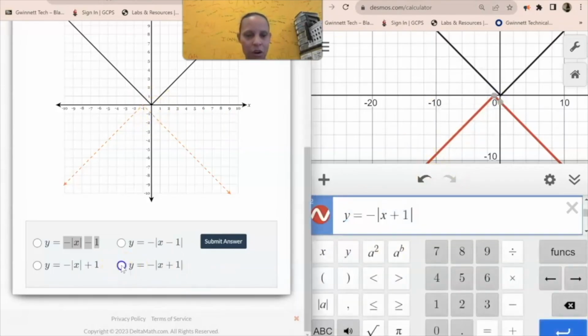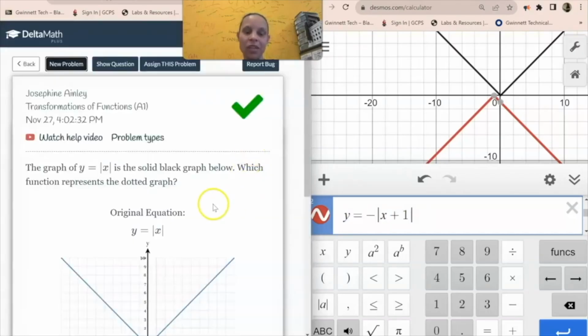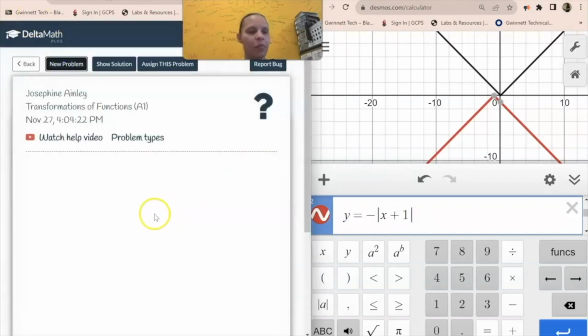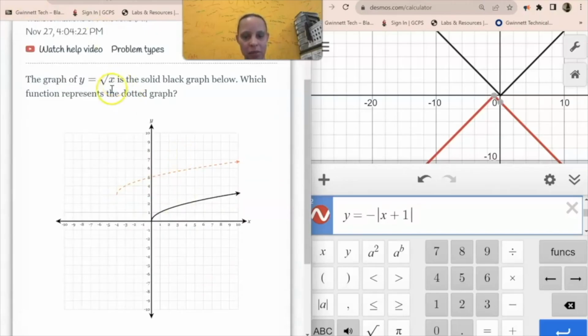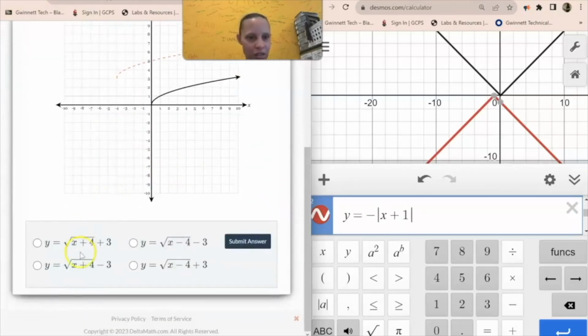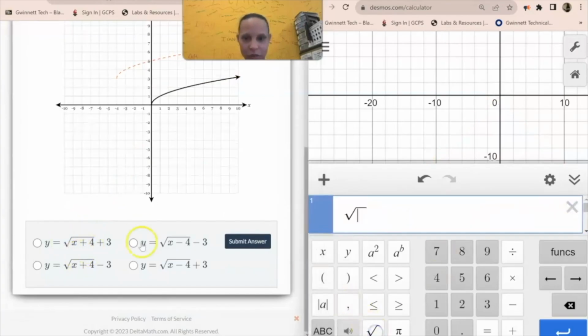So you're just going to put in all the answer choices and see which graph matches up. To me, it's faster just to do it by hand, but again, it really doesn't matter. So you're just going to put it in and see which one matches up. So we're going to start off with the original equation. I really don't even need to do that. I can just put in the answer choices, right? So we're going to X out of these, square root. I'm just putting in the answer choices and seeing which one gives me the dotted line.